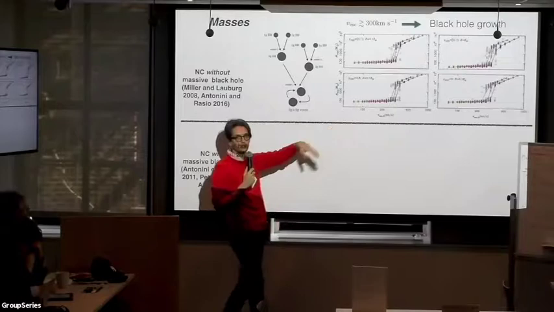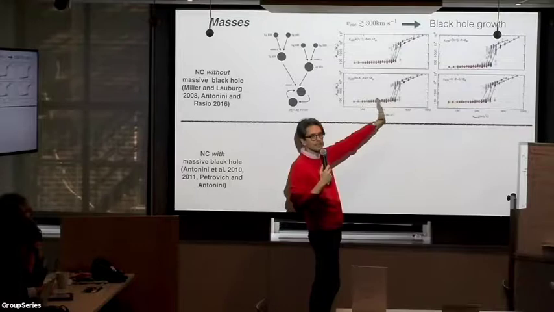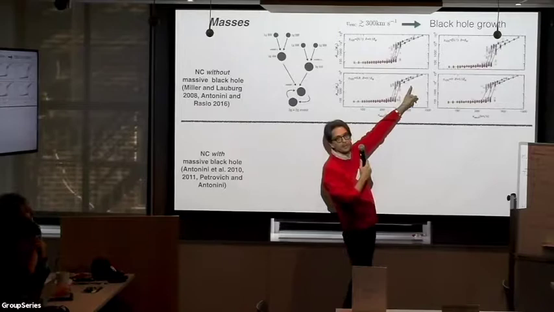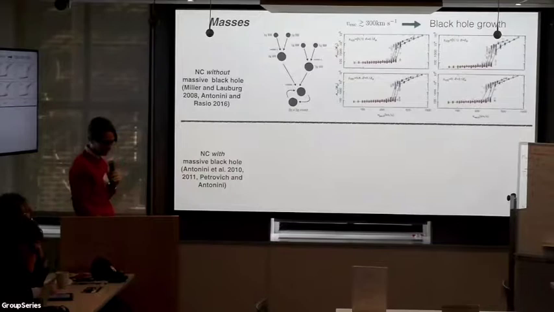But if you go to very high velocity dispersion clusters, high escape velocities, in the regime of nuclear clusters, you start forming much larger black holes. And this can only be formed within this type of systems.